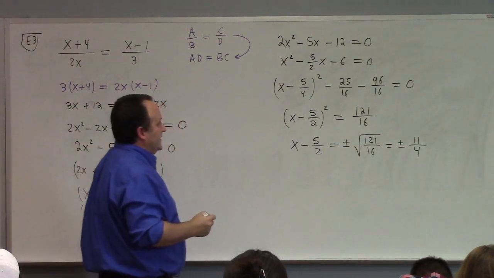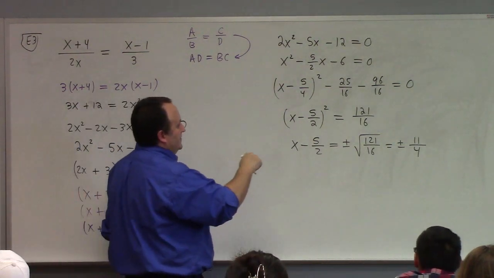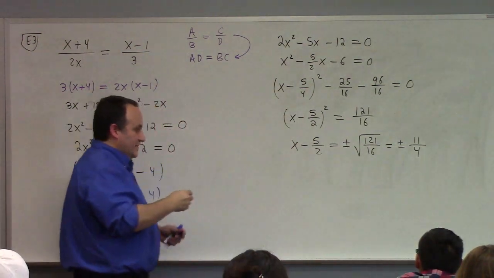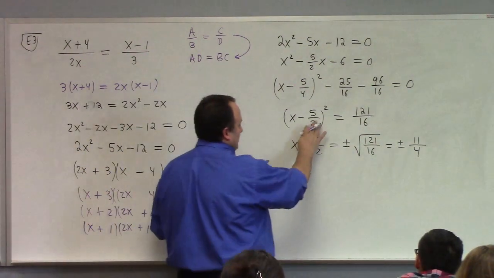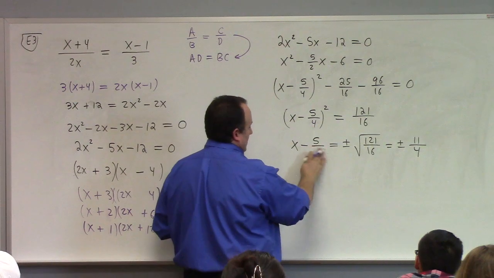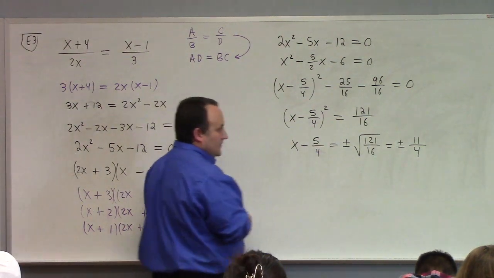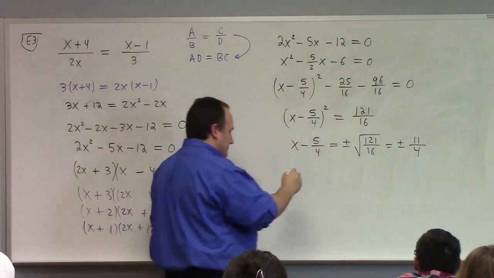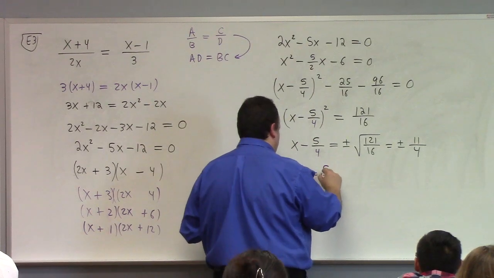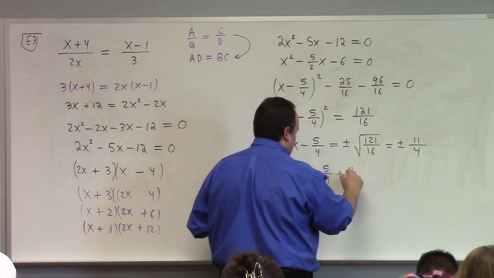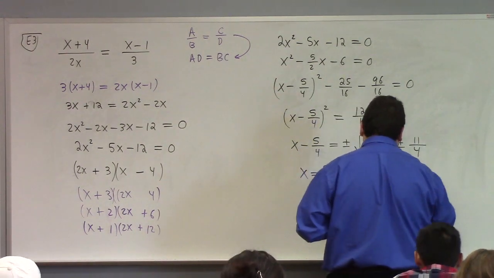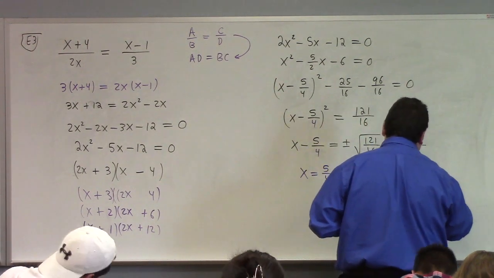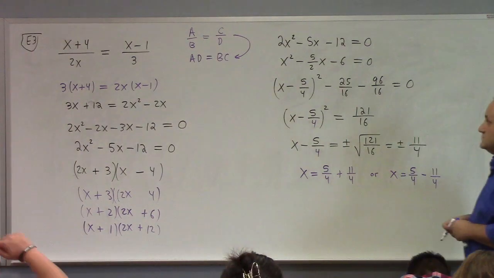I feel like I made a mistake. Yes, I did. I had a 5/4 here, and I somehow dropped it and it became a 5/2, which of course is nonsense. That should have been a 4. And so what solutions do we get? x is equal to 5/4 plus 11/4, or x is equal to 5/4 minus 11 over 4.